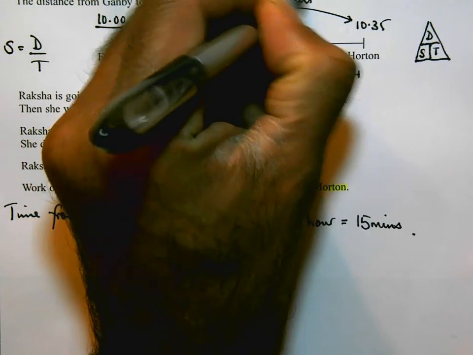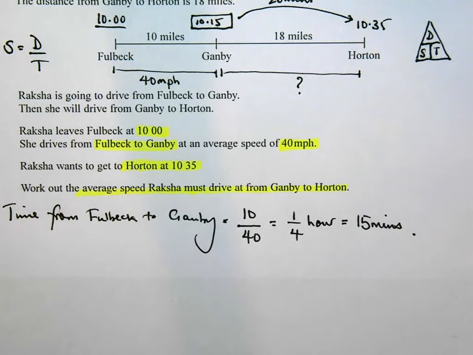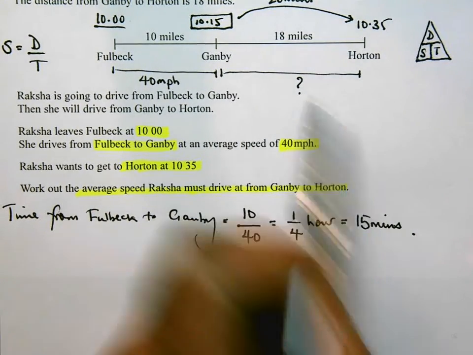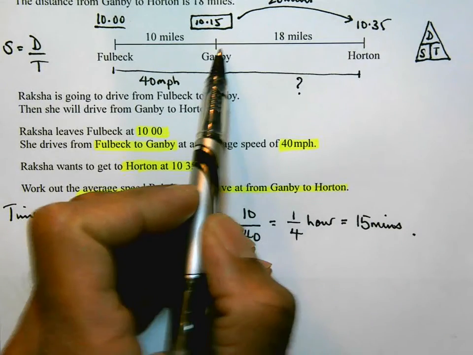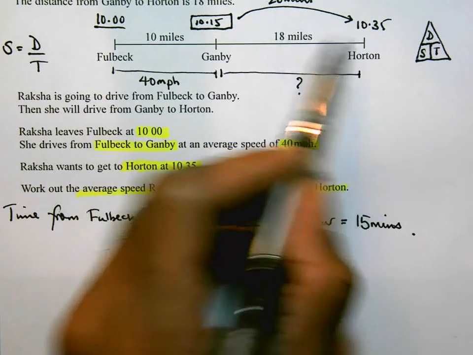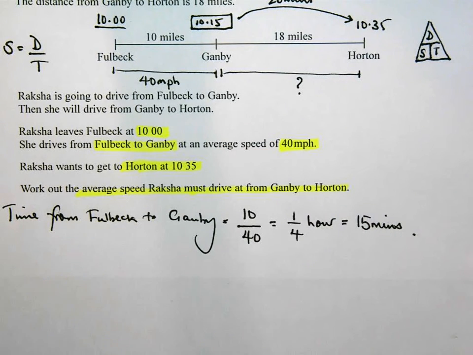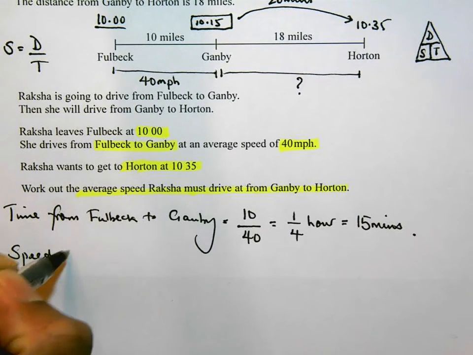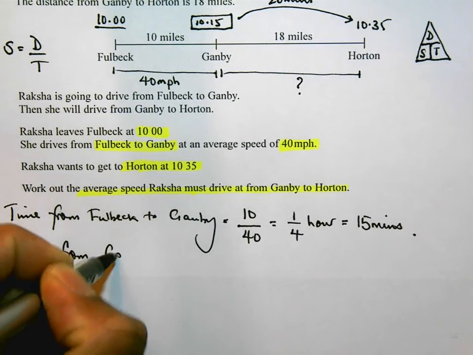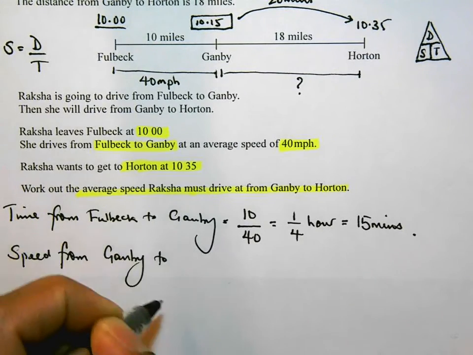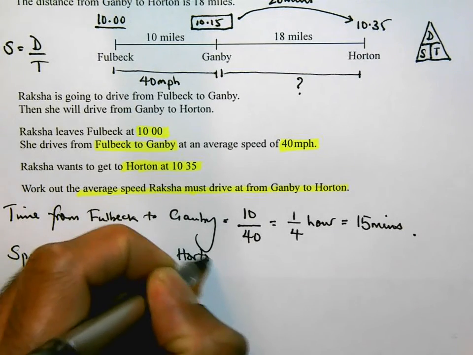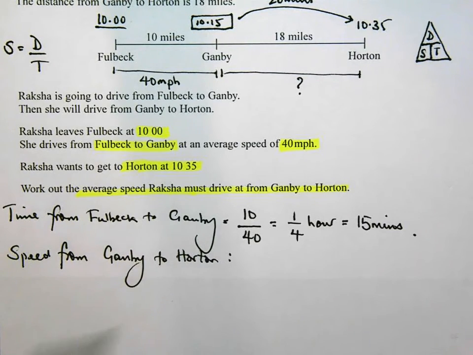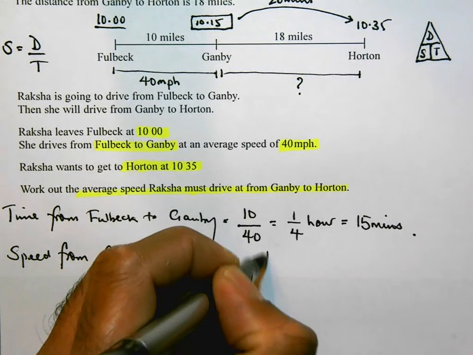We want to work out the speed it should take her to travel 18 miles in 20 minutes. Okay, what speed will it take her to travel 18 miles? Now, this is a bit of a tricky question. So let's first of all think about this. We want to work out the speed from Ganby to Hawthorne. And we basically want her to travel 18 miles in 20 minutes.